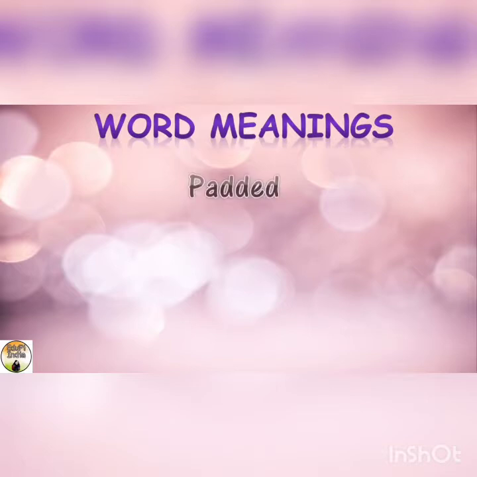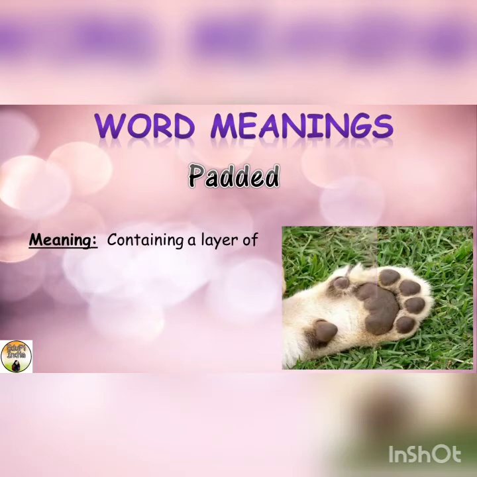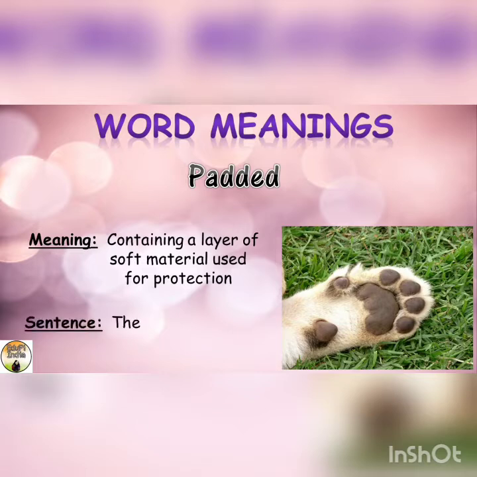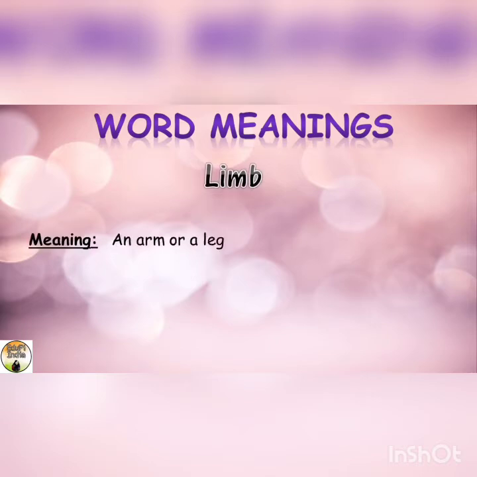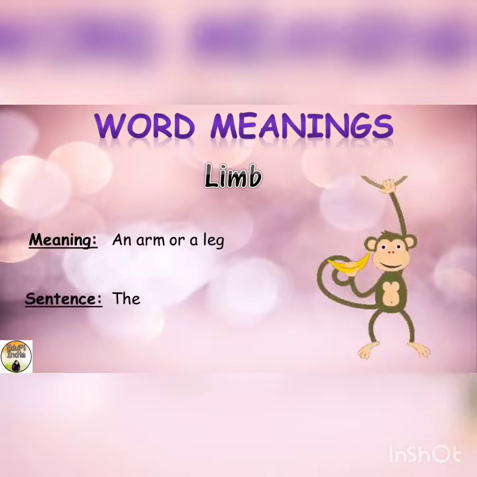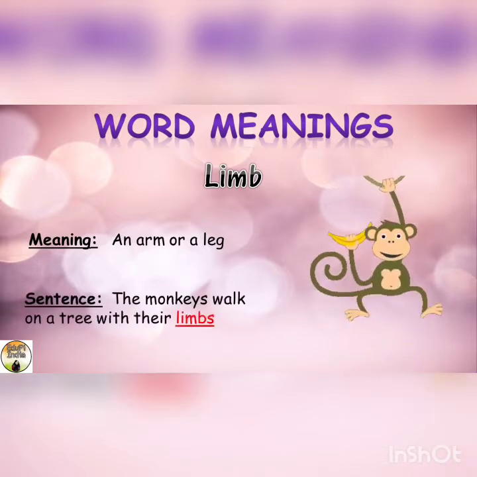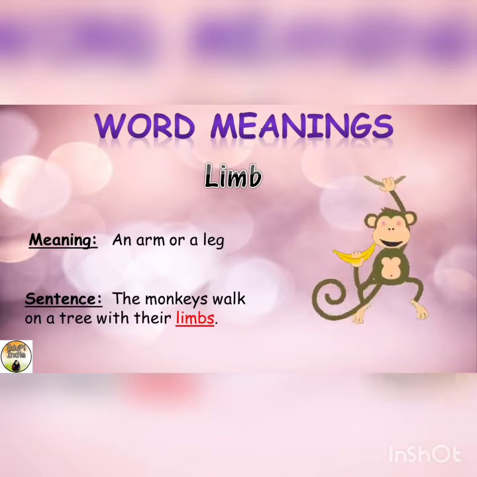Now we'll move to the word meanings. What is padded? We have seen the padded paws. So here you can see the padded paw, containing a layer of soft material used for protection. So beneath the feet there is a soft material. The lion walks on the padded paws. This can be the sentence. Next is limb, an arm or a leg. So we said limb to limb, no? So from one arm to the other leg. The monkey walks on trees with their limbs.